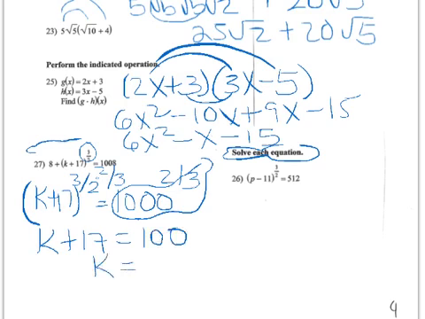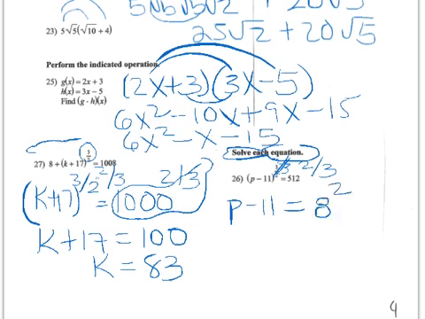So k equals a very friendly, what is that? That would be 83. There we go. Over here it's already isolated, so I'm just going to raise both sides to 2/3, the reciprocal, so that cancels out. P minus 11 equals, it turns out the cubed root of 512 is 8. 8 squared is 64. So P is going to equal 64 plus 11, which is 75.